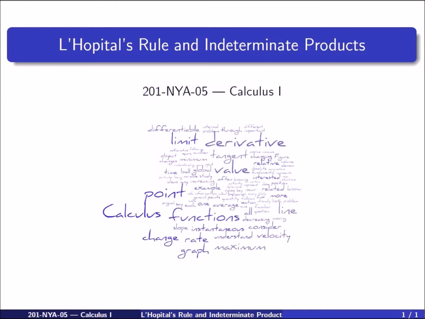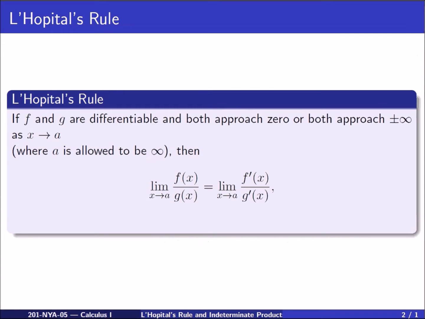Welcome. So in this video we are going to look at L'Hopital's rule and limits where there is an indeterminate product. Now recall that L'Hopital's rule says that if I have the limit of a ratio of two functions that are differentiable and both are approaching 0 as x approaches a, or both are approaching infinity, then the limit of the ratio is equal to the limit of the ratio of their derivatives.